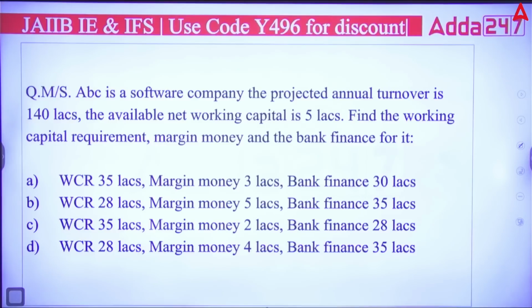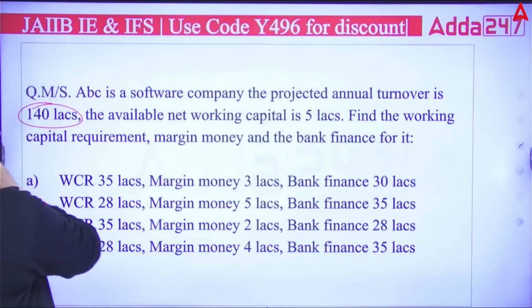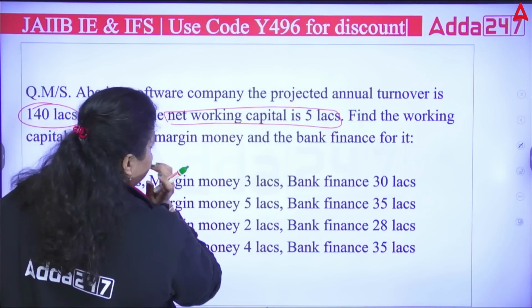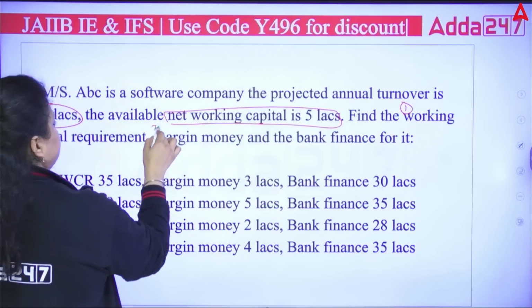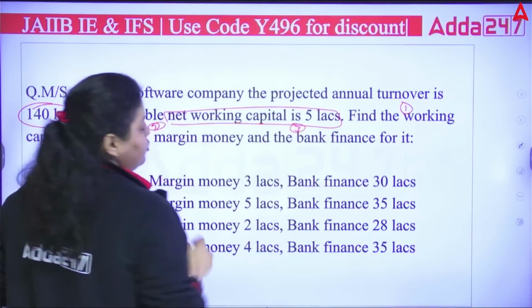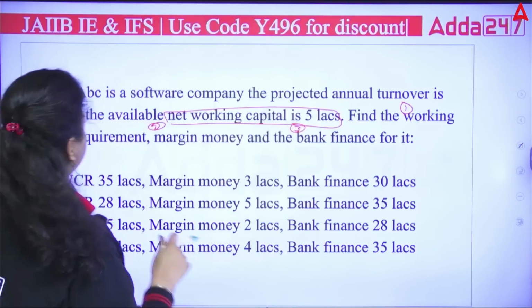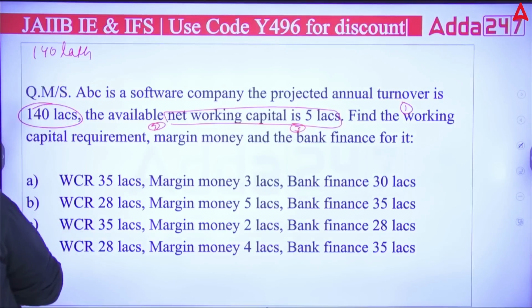So first of all, the software company has projected the annual turnover as 140 lakhs, and the available net working capital is 5 lakh, already available. We have to calculate first the working capital, second the margin money, and third the bank finance. So how to calculate working capital? It is 25% of your turnover. The turnover is 140 lakh.